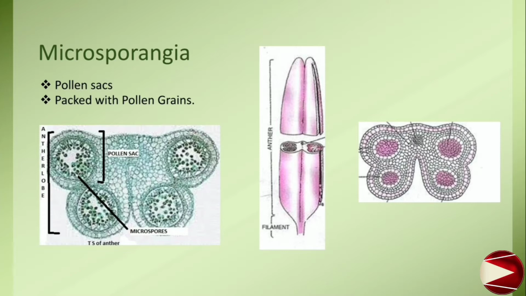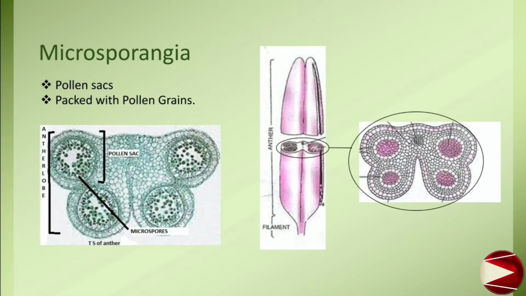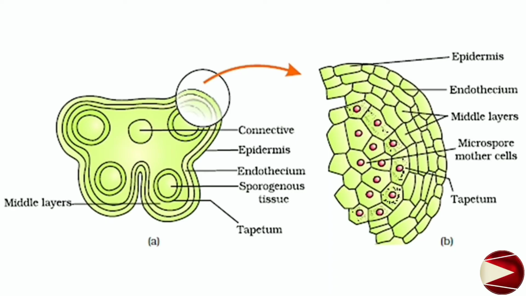Each pollen sac extends longitudinally through the length of the anther and is packed with pollen grains. In the figure shown at the right-hand side is a transverse section of an immature anther, where each microsporangium is surrounded by 4 layers. The outer 3 layers, epidermis, endothecium and middle layer, are protective in function, and during maturation they help in dehiscence of the anther to release the pollen. Dehiscence means opening up of the anther.